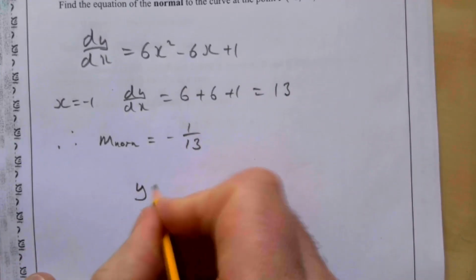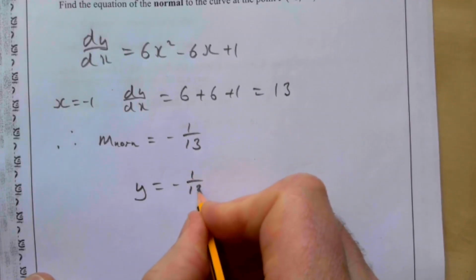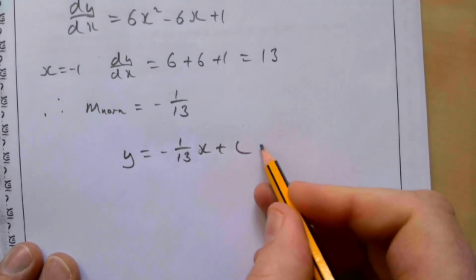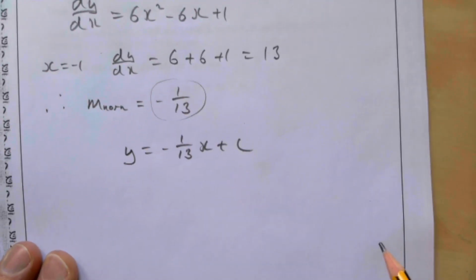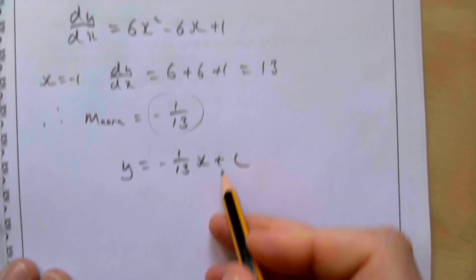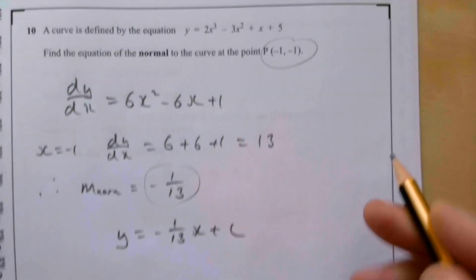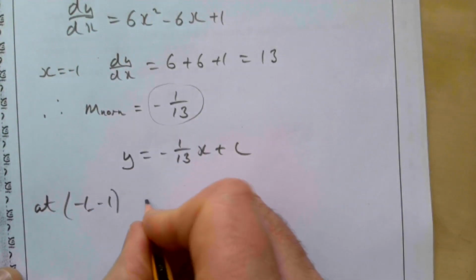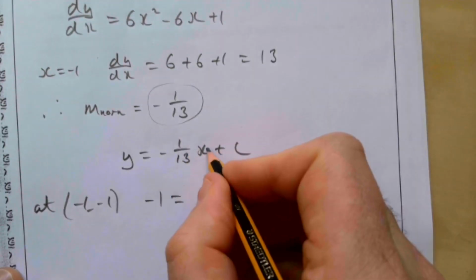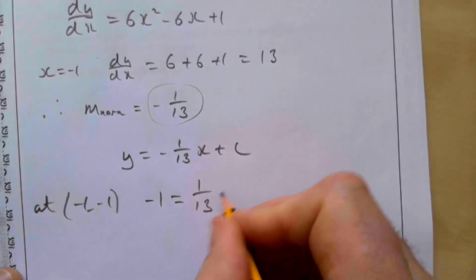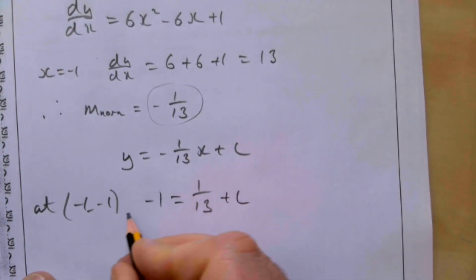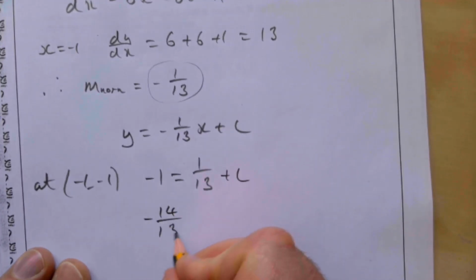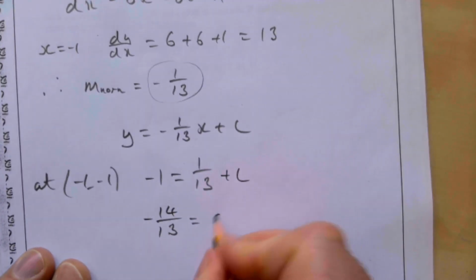So we have y equals minus 1 over 13x plus c. I hope you're happy with what I've done there. It's y equals mx plus c. I know the gradient of the normal is minus 1 over 13, so we have that. And to find the c, I'm going to substitute in the point minus 1, minus 1. So at minus 1, I get minus 1, and then this times minus 1 gives me a 13th plus c. If I take away 13th from both sides, I get minus 14 over 13 equals c.